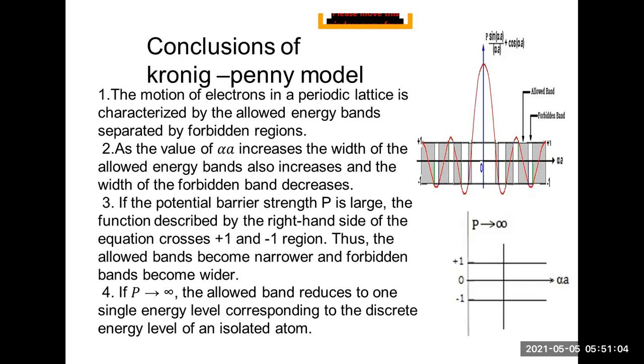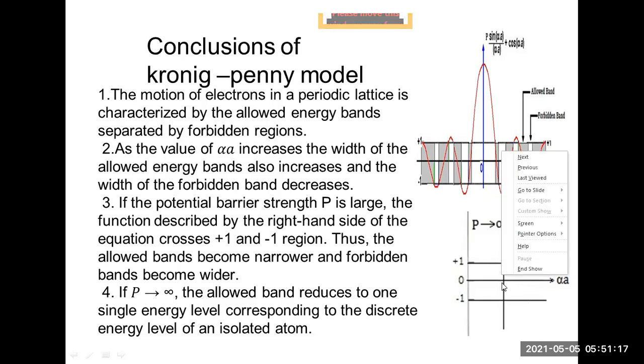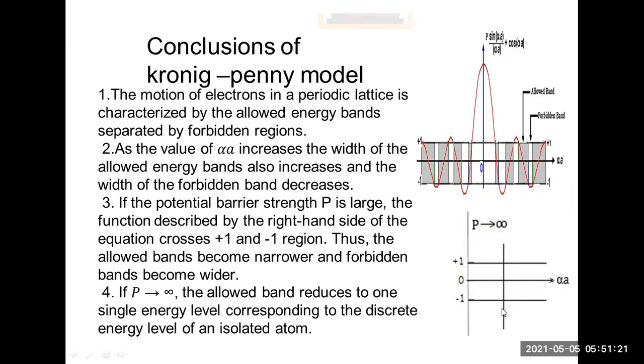And this is actually in comparison with the discrete energy level of the isolated atom. A single isolated atom will have an energy level; if you consider the case of a hydrogen atom, it definitely will have a single energy level. So this is the level which corresponds to P tending to infinity. Now, this was the assumption. See why we are increasing P. The barrier will have some amount of strength, right? So if we increase the strength, what is the effect?